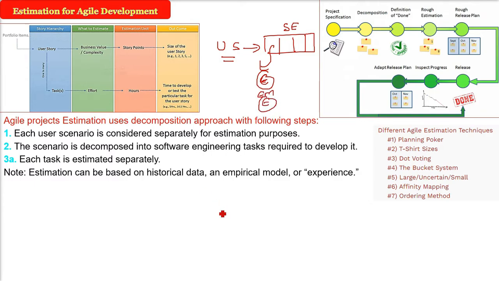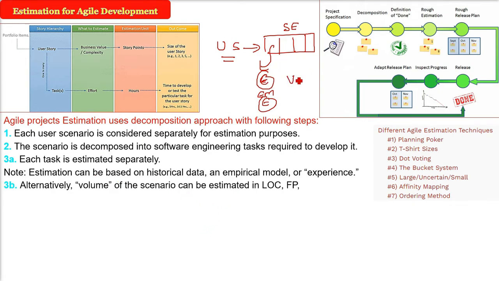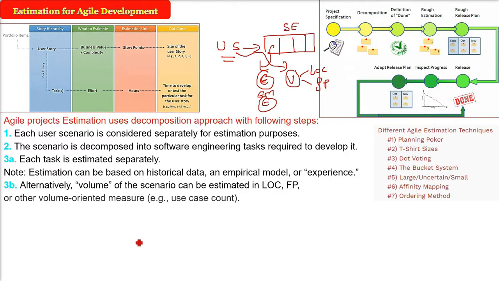Once this is done, you can also choose an alternative: the volume of the scenario. We have seen in earlier discussions that this is estimated in terms of LOC and FP, function point sizing parameters. You can use that also. Or volume-oriented measures like the use case count. This also can be used.